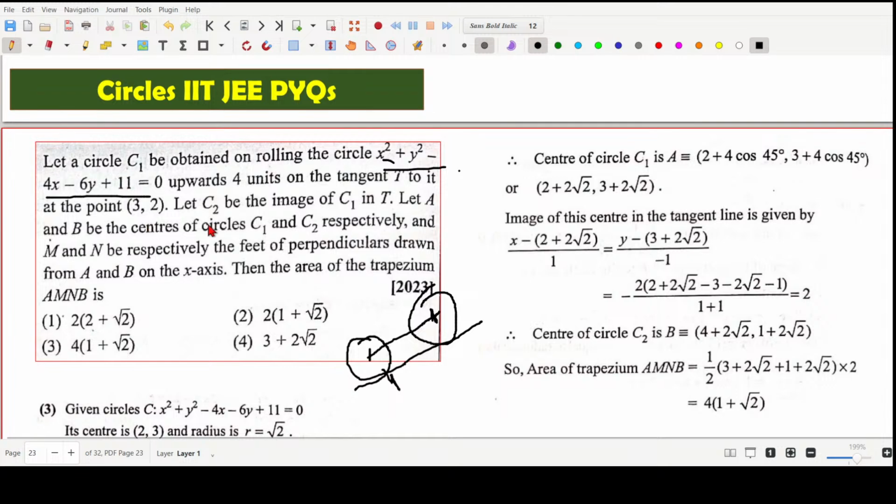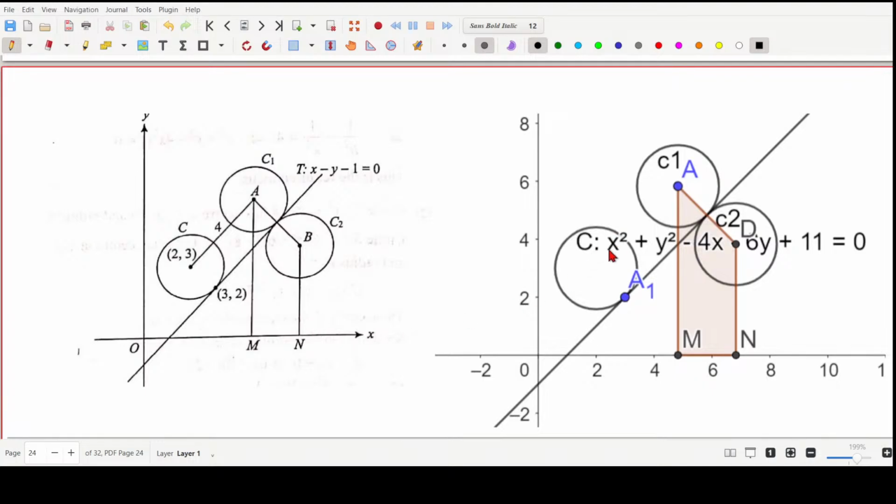Now, C2 is an image of circle C1 and this one becomes C1, right? Now, C2 is actually the image of this one with respect to this tangent itself, okay? Understood? So, this is the diagram. There is a circle C1, which is given to us.